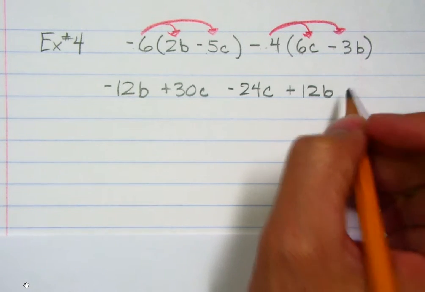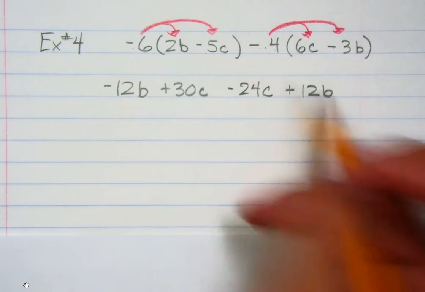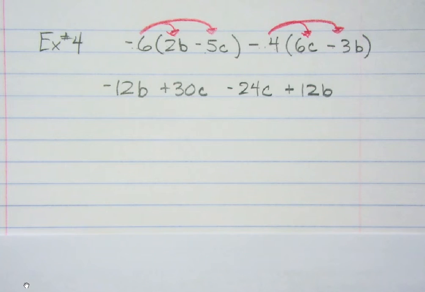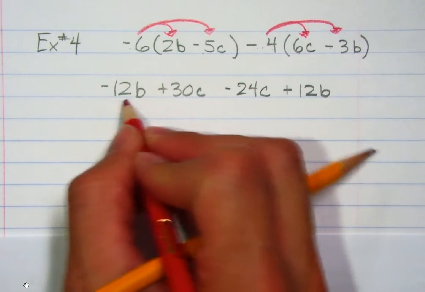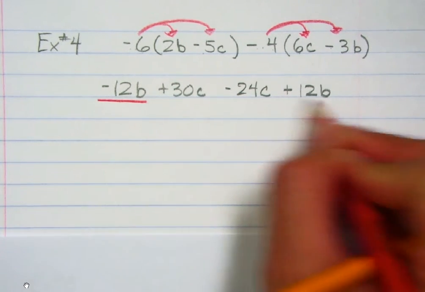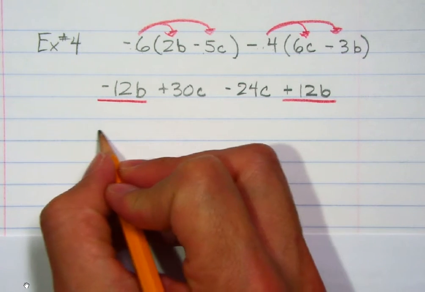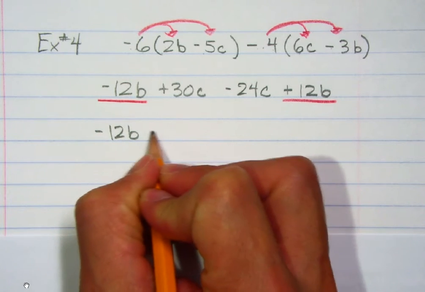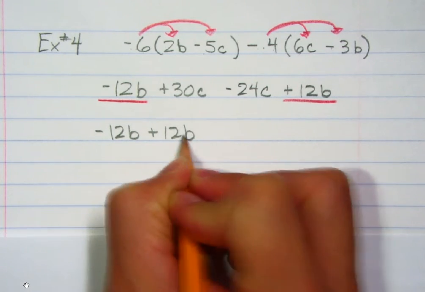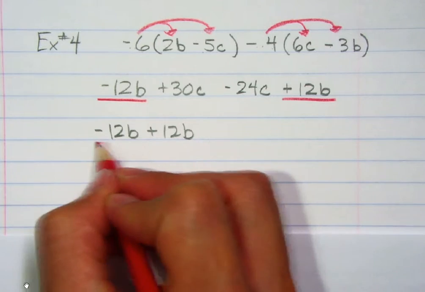So that's probably the hardest part of this question, figuring out the distributing. Once you get that, it's pretty simple. We say, look, these ones are alike, the negative 12b and the positive 12b. I can even rewrite those for you so that you can see them next to each other. You don't have to rewrite it, but I'm just showing you.